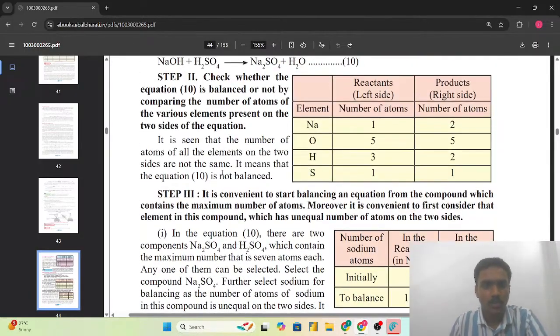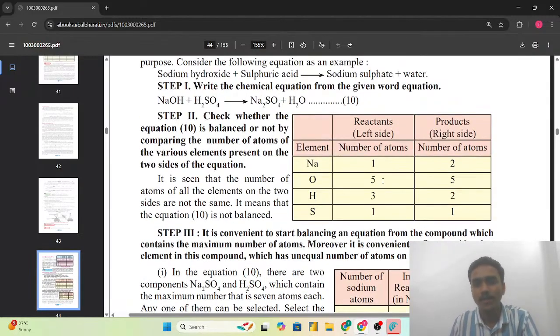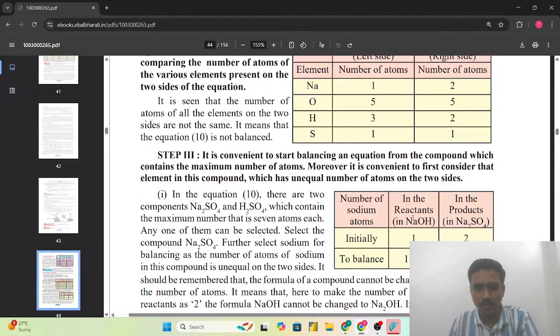So step 3 क्या है? It is convenient to start balancing an equation from the compound which contains the maximum number of atoms. मतलब कि हमें उस एलिमेंट को बैलेंस करने का सबसे पहले स्टार्ट करना है जिसके मैक्सिमम नंबर ऑफ एटम्स हमें उस केमिकल रिएक्शन में दिख रहे हैं. Moreover it is convenient to first consider the element in this compound which has unequal number of atoms on the two sides. तो सबसे पहले हम एलिमेंट लेंगे जिसके अनबैलेंस्ड है.